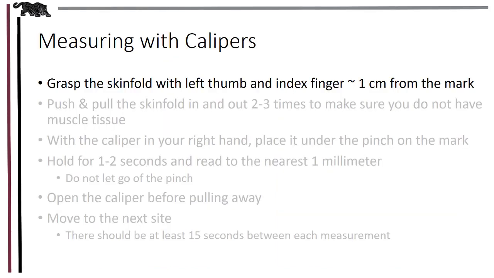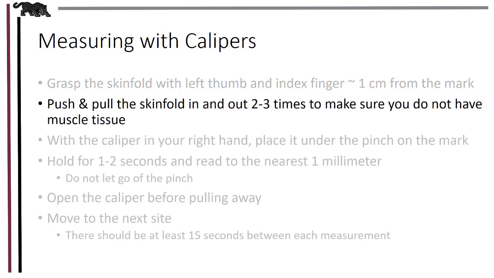Now, just a few notes on measuring with the caliper. The caliper will always be held in the right hand. They're only made for right-handed people. And the left hand is going to be used for the pinch. When you grab the pinch with your thumb and your index finger, jiggle the pinch and pull it in and out 2 or 3 times to make sure you have the subcutaneous fat and not muscle tissue.